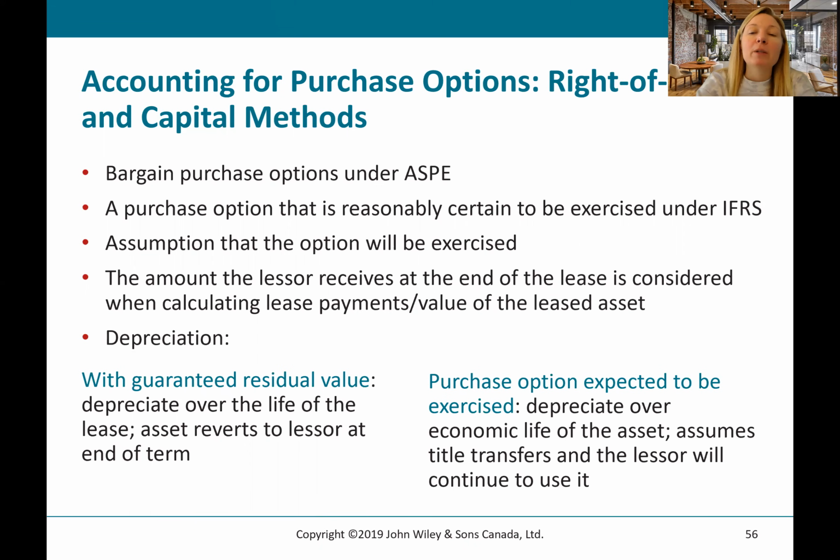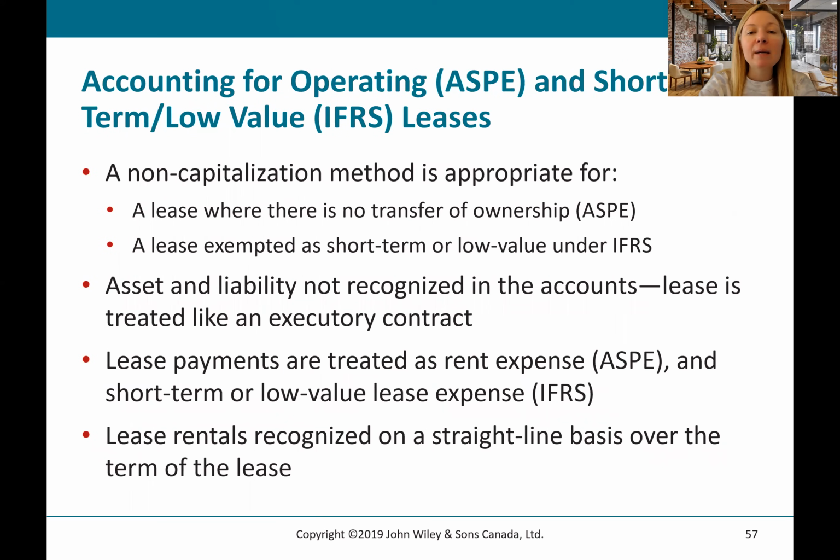So how do bargain purchase options impact our calculations? Well, if there's a guaranteed residual value, you depreciate the asset over the life of the lease, and the asset reverts to the lessor at the end of the term, of course, with the guaranteed residual. If there's a purchase option expected to be exercised, we're going to depreciate the asset over the economic life of the asset, assuming that the title transfers and the lessee will continue to use it. Okay, a non-capitalization method is appropriate for leases where there's no transfer of ownership or if they're short-term or low value under IFRS.